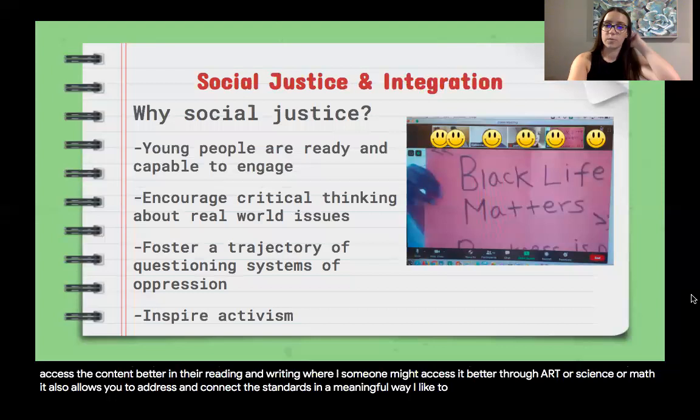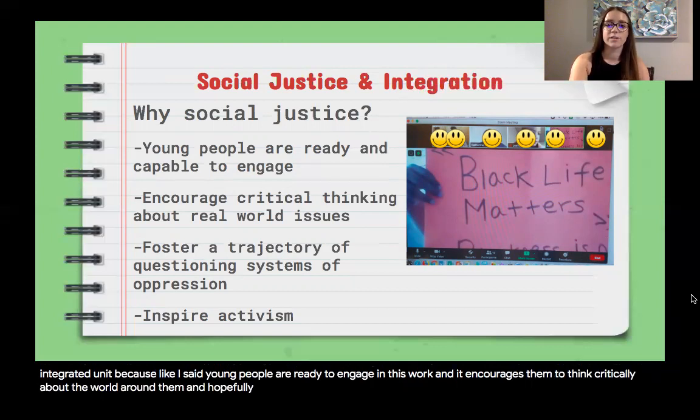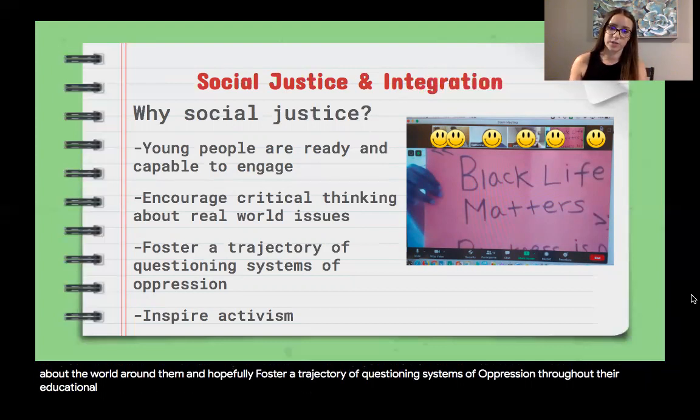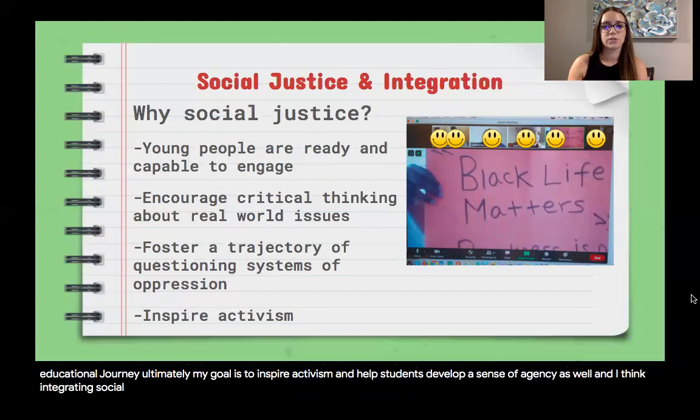I like to incorporate social justice themes into my integrated units because, like I said, young people are ready to engage in this work, and it encourages them to think critically about the world around them and hopefully foster a trajectory of questioning systems of oppression throughout their educational journey. Ultimately, my goal is to inspire activism and help students develop a sense of agency as well. And I think integrating social justice into your units is one big way to inspire student activism.